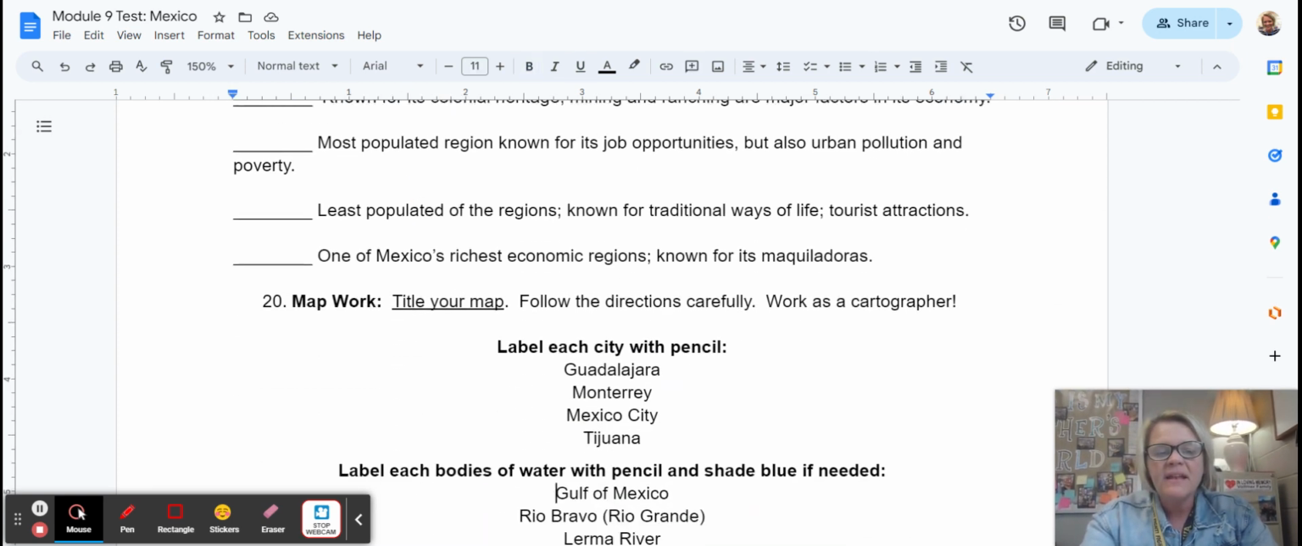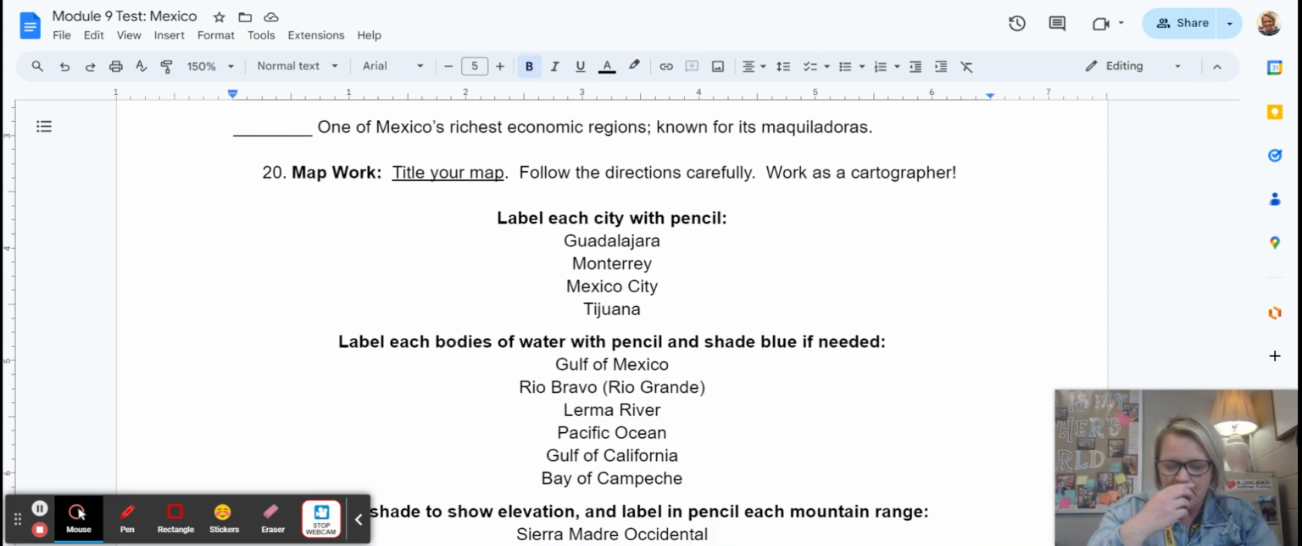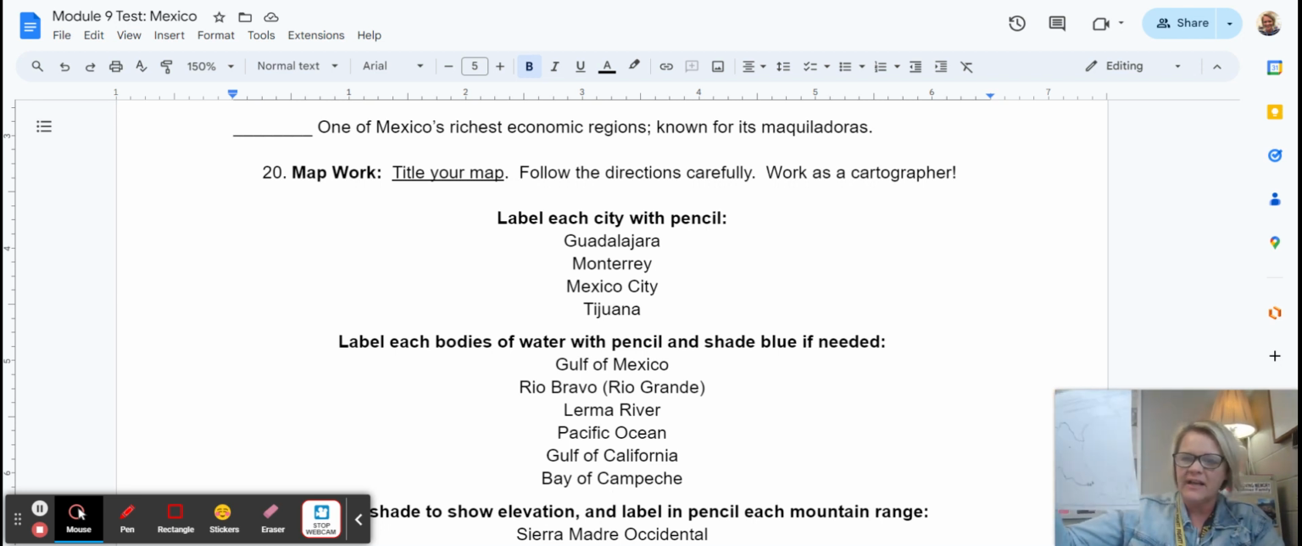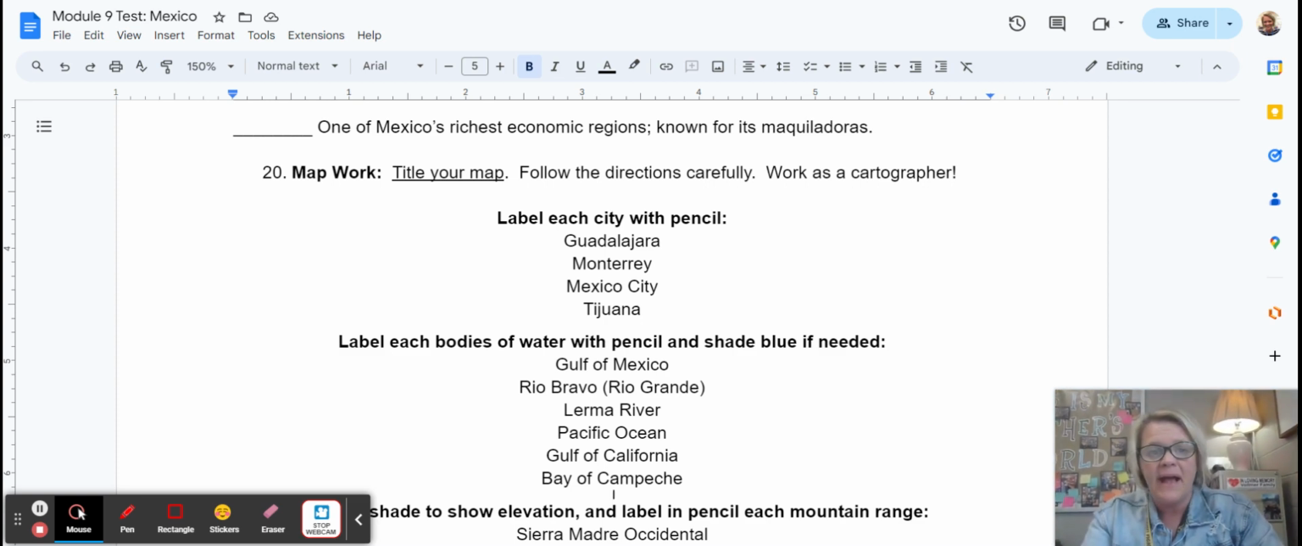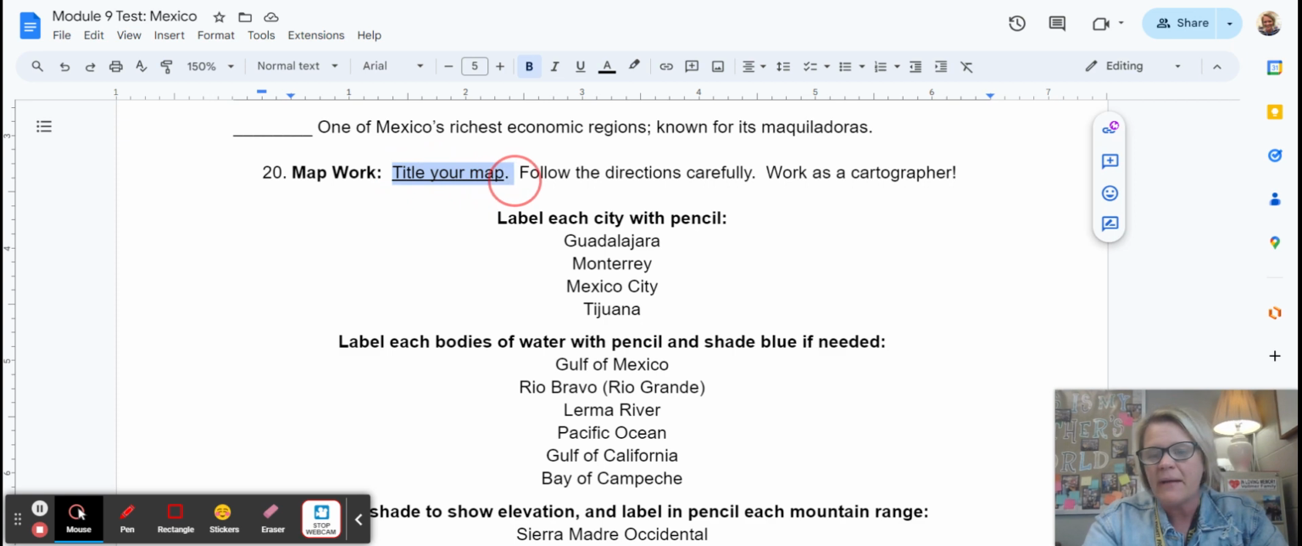Then you're going to get to number 20, which is the map work part of it. You can go ahead and turn over your map and have that out on your desk. I have held your hand with this map a little bit more than I have in the past, so all of the directions are there. Keep your pencils down. The first thing that you're going to do is title your map. I have it laid out for you. Follow the directions. But remember, we are cartographers. You're not just slapping these things down on a piece of paper.